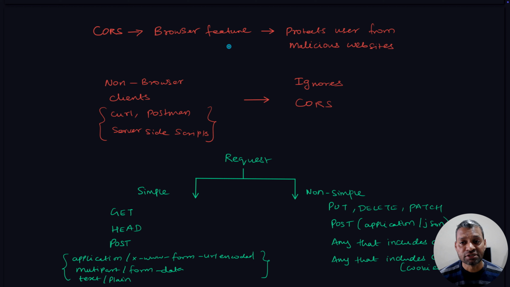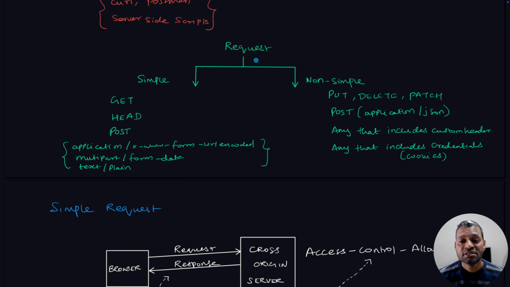is a browser feature. Okay, now in order to understand how CORS works, we need to understand the two different types of requests because CORS works differently for these two types of requests. Any request that you make from your browser can be classified into two types. One is a simple request and another one is a non-simple request. Simple requests include things like GET, HEAD and POST with these content types. If you send a POST request with any of these content types, then those requests are classified as simple requests.